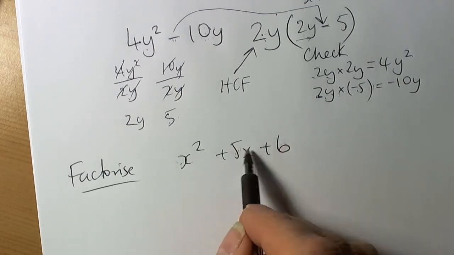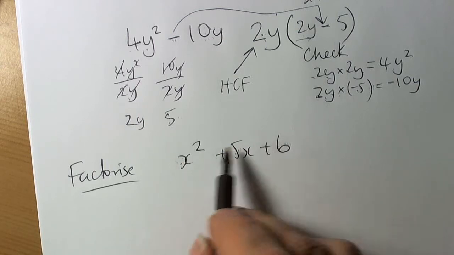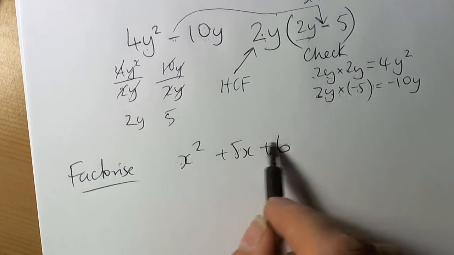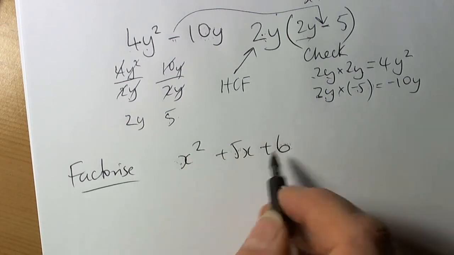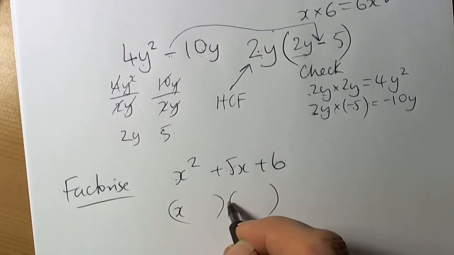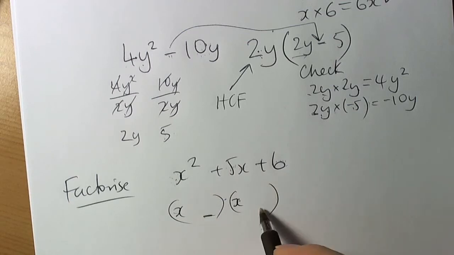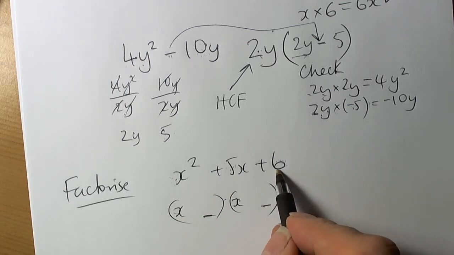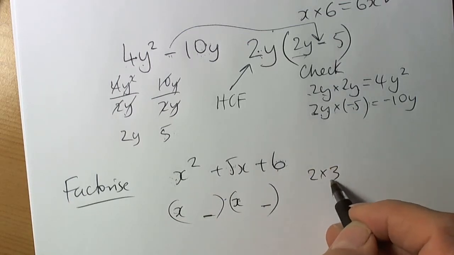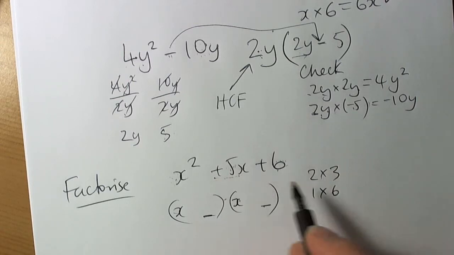Numbers, nothing apart from 1, and 1's an example you ignore as a common factor. It has to be different to 1 to be a common factor. So we know it's going to be a double bracket factorisation. And the way this works is we know that x has got to be at the beginning, x times x is x squared, and we know the two numbers at the end have to multiply to give me 6. So we ask ourselves what multiplies to give me 6, and then they have to add to give me 5.